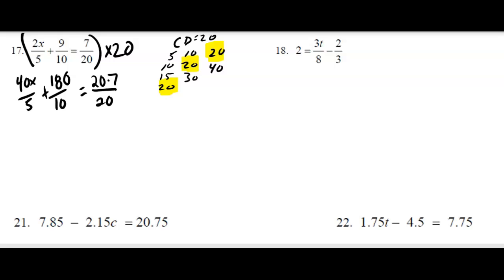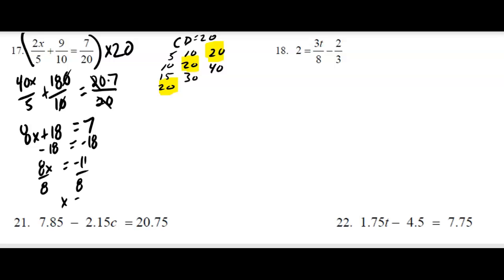Okay, so 40 divided by 5 gives me 8x. 180 divided by 10, well, my zeros would cancel, so then I would just add 18. My 20s cancel. That gives me 7. So then I subtract 18, and you're going to see here pretty quickly that this is the exact same problem as what we just did. It's just a different way to do it. Okay, divide by 8, and x equals still negative 11 over 8, which we already said was negative 1 and 3/8. So 2 ways to do that number 17. You have to find the way it works best for you.